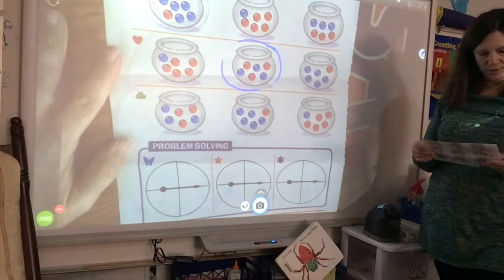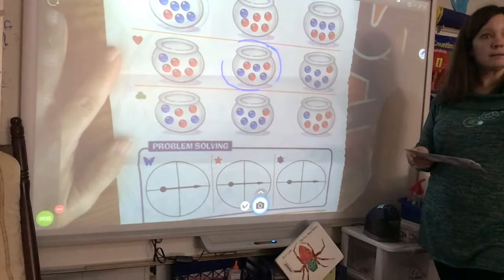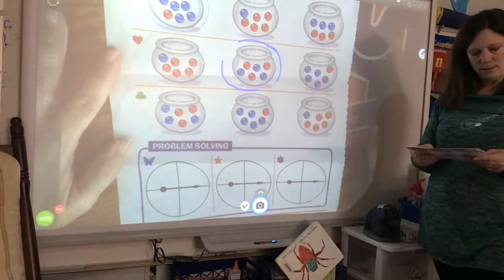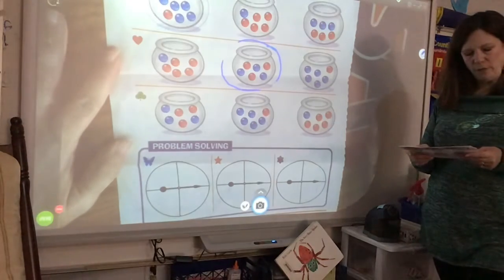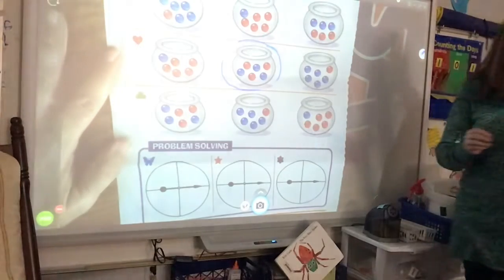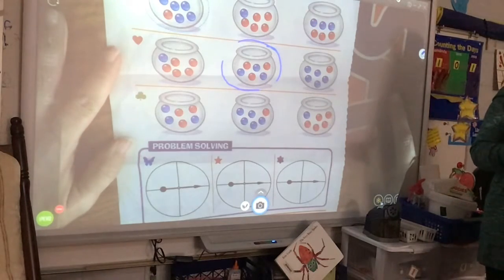Are we ready for the clover? Yes. No, ma'am. The row with the clover. Circle the bowl that shows, listen carefully, less likely to pick a blue. Less likely to pick a blue.